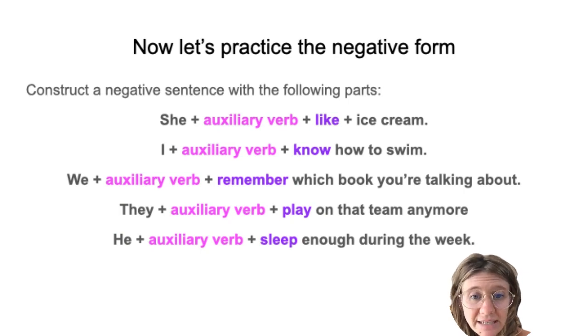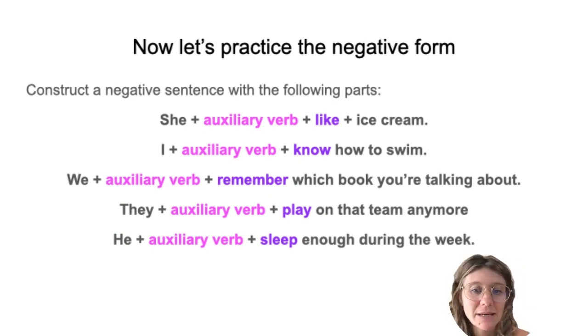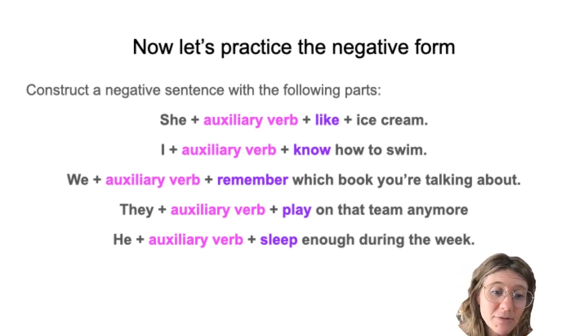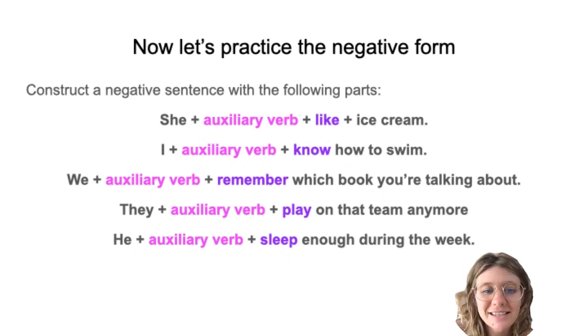So we have she, auxiliary verb, like ice cream. I, auxiliary verb, know how to swim. We, auxiliary verb, remember which book you're talking about. They, auxiliary verb, play on that team anymore. He, auxiliary verb, sleep enough during the week. So remembering that all of these sentences are negative constructions, which you will need the auxiliary verb for. So pause the video and take a look at the answers in the next slide.